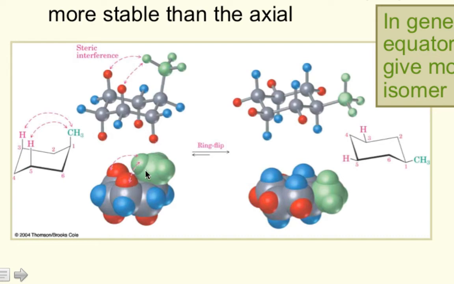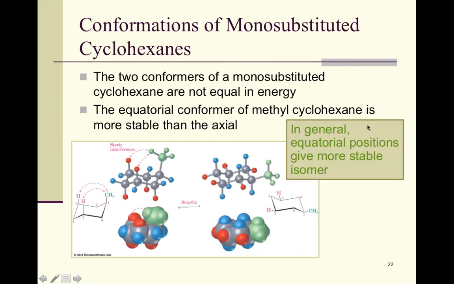So we have our space filling model down here. We have the interaction here of hydrogen and methyl. So what is going to happen is a ring flip. The ring flip happens. Now my CH3 is in the equatorial position. And look at the difference. There's no interaction between this methyl with any other hydrogen. In fact, in general, equatorial positions give the more stable isomer.